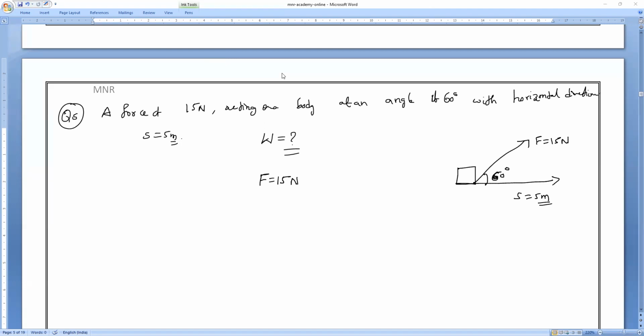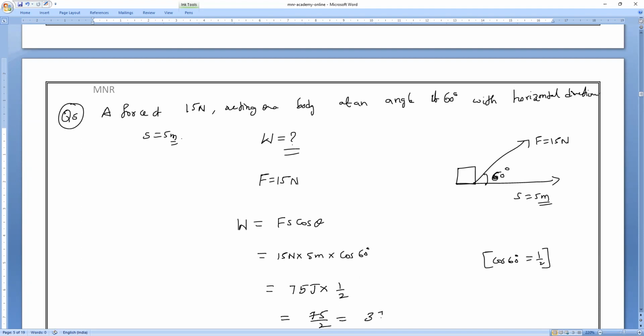Answer finished. So what is there? 37.5 joules. Work is equal to F s cos theta. So force is 15 newtons, distance is 5 meters, and theta is 60, so cos 60 is 1 by 2. It is already given, the cos 60 value. 15 times 5 is 75 joules. Cos 60 means 1 by 2, so 75 by 2 is 37.5. Work done is 37.5 joules. So this is what you have to do.